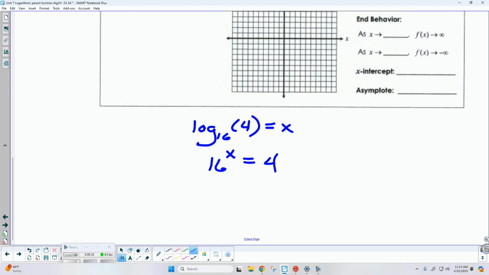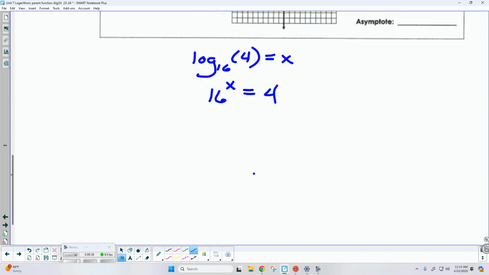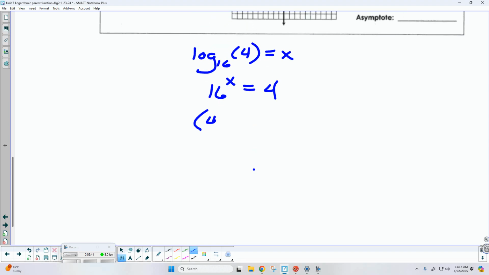All right. Now both 16 and 4, they share 4 in common. So let's go ahead and rewrite this. Remember, I'm only changing the base. So 4 squared is 16, right? So I'm still going to have this x on the outside, and this equals 4. Well, what do I do when I have a power raised to a power? We multiply. So this would give me 4 to the power of 2x is equal to 4.